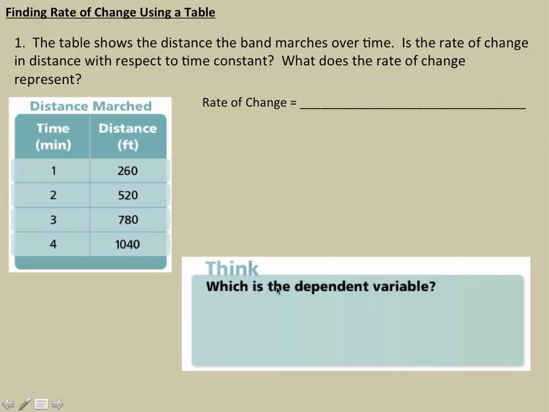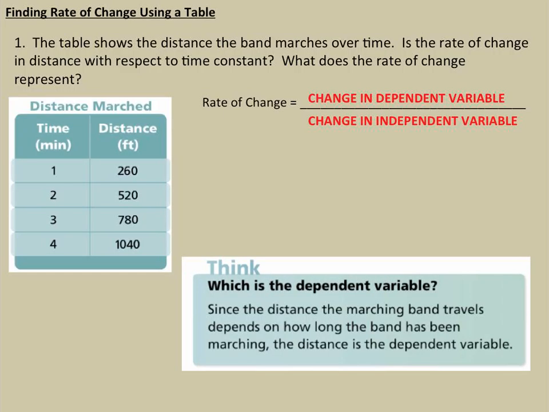So let's think. Which one is the dependent variable? The dependent variable, well, that's always my y column, my outputs. The distance I go depends on how long I walk. The shorter I walk, the less I can go. So obviously my distance depends on the time. All right? So remember, your rate of change is your change in your dependent variable over the change in your independent variable. So since the distance the marching band travels depends on how long they've been marching, the distance is the dependent variable and the time is the independent variable.